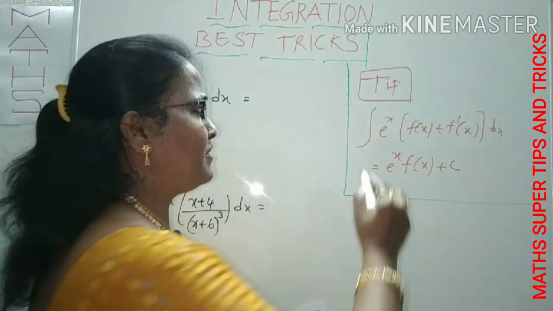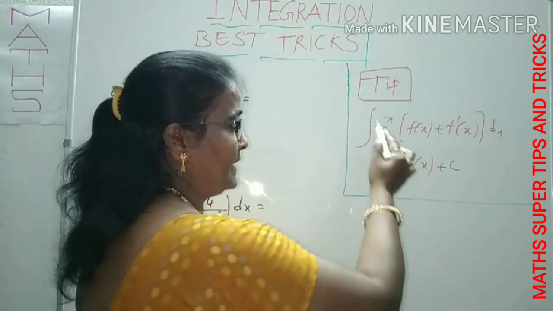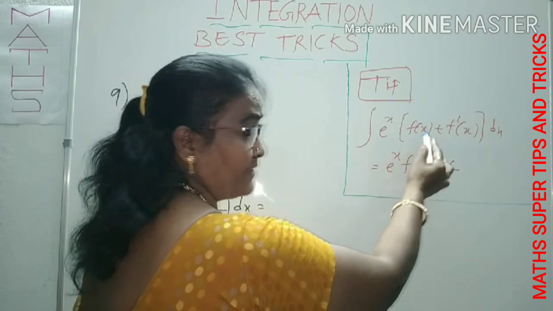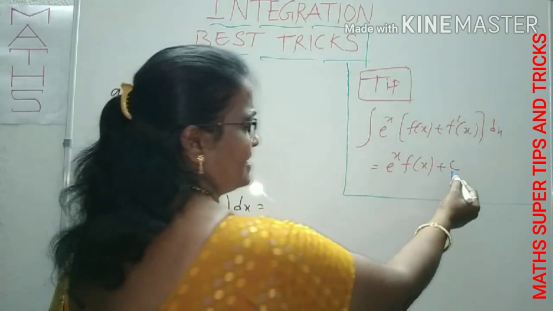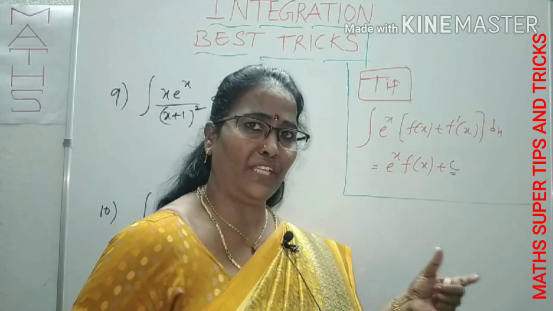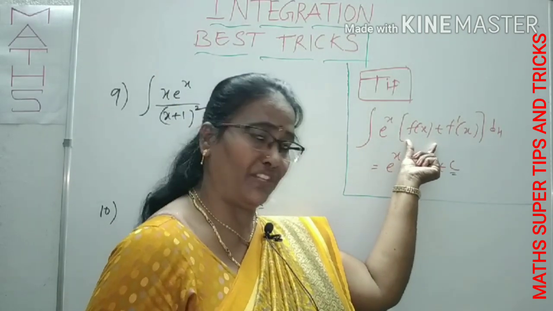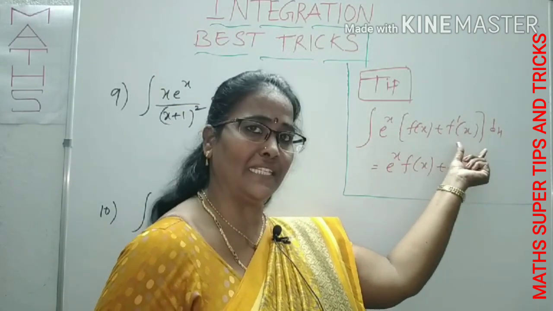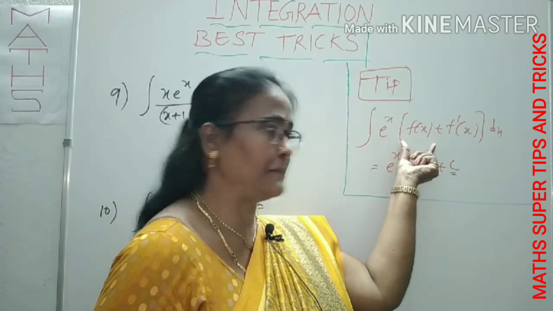A function is in the form of the integral of e^x [f(x) + f'(x)]. The integral of the function e^x [f(x) + f'(x)] is what? e^x f(x). This is simply plus the integration constant, no need to worry about that c. So when can we use this? When a function is in the form e^x of f(x), some function is there and its derivative is here, simply we can write e^x times the original function.